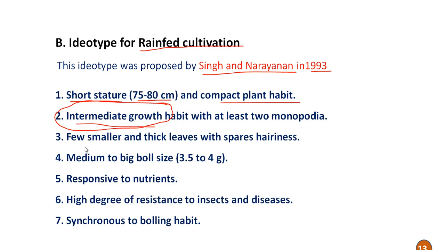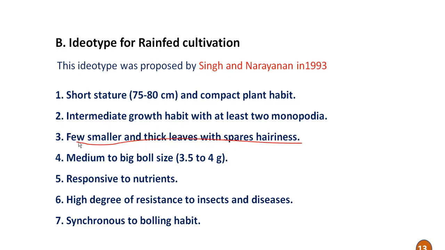Then few smaller and thick leaves with sparse hairiness. So in case of cotton, this hairiness plays an important role in insect resistance, as the hairy varieties are more resistant than other varieties to the bollworm and other insects. So in case of cotton, this hairiness is an important criterion. Then medium to big boll size, that is 3.5 to 4 gram.